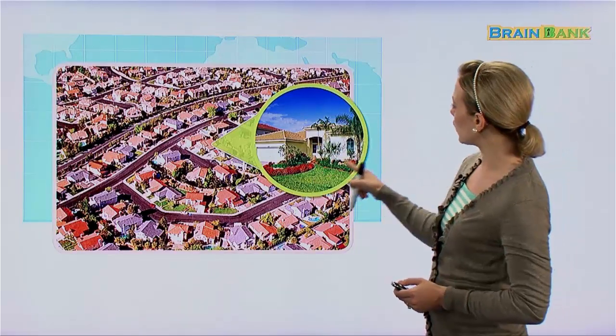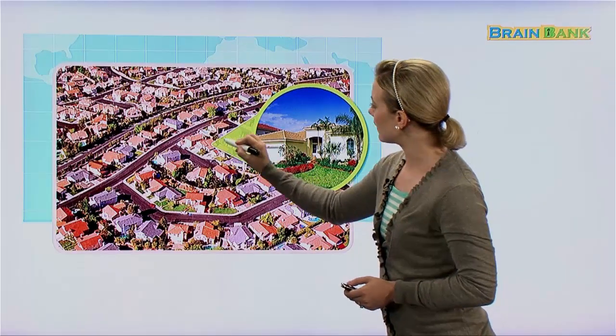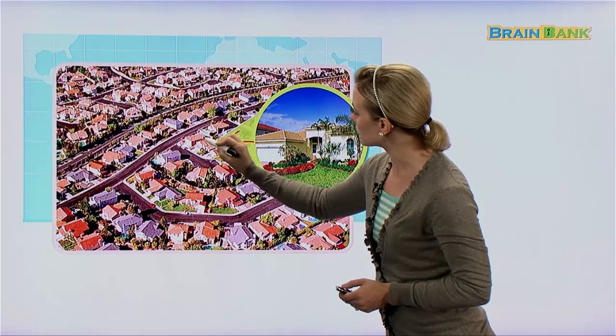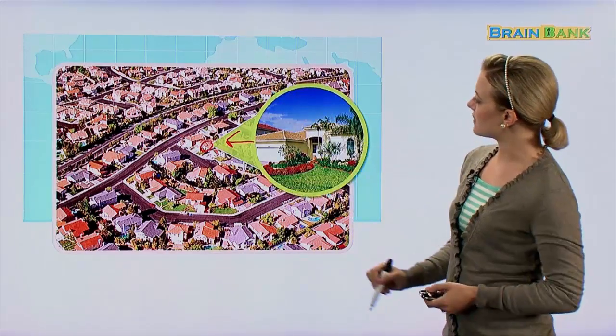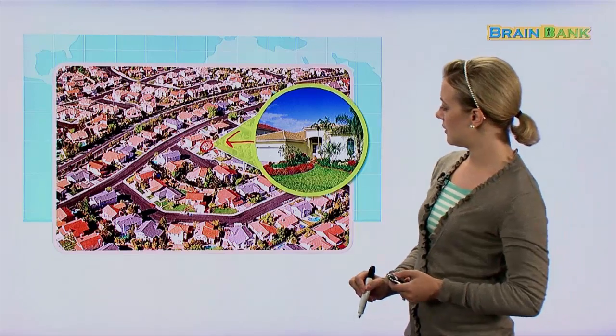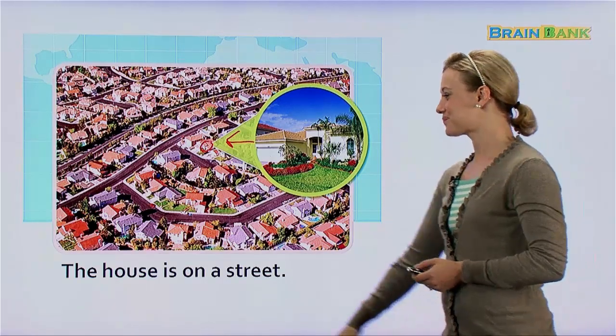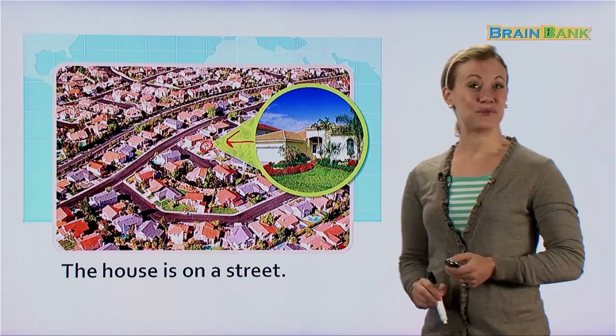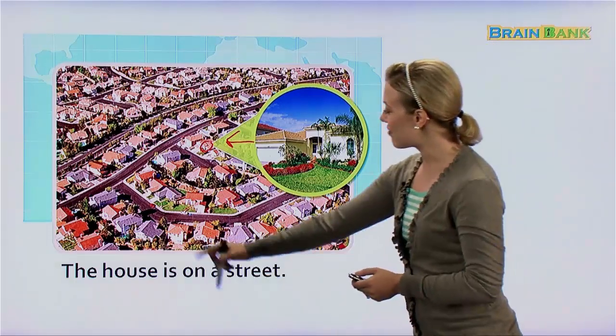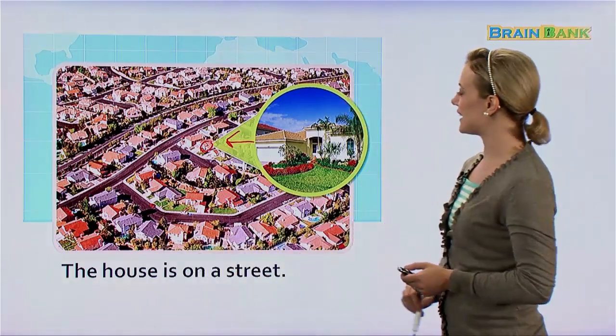Okay, so here is her house, and we have an arrow pointing. That must be her house right there. But what is this? This neighborhood, right? The house is on a street. Can you read that with me? The house is on a street.